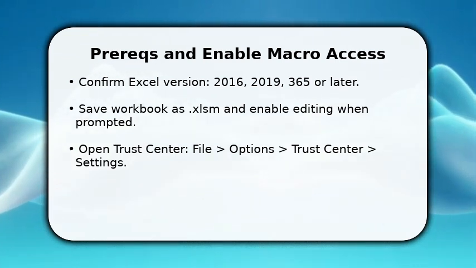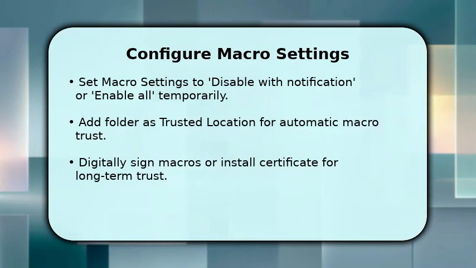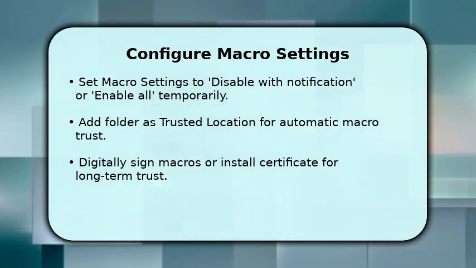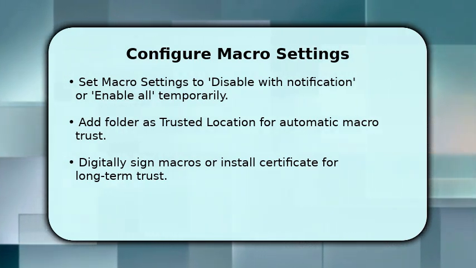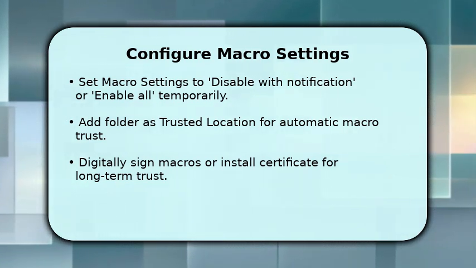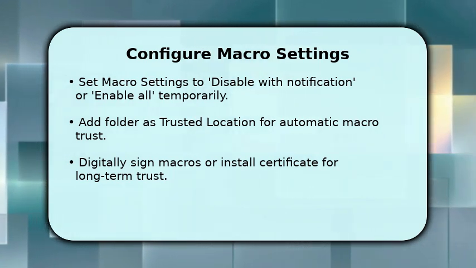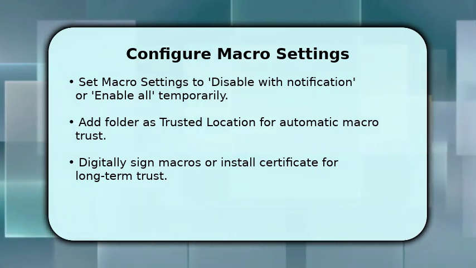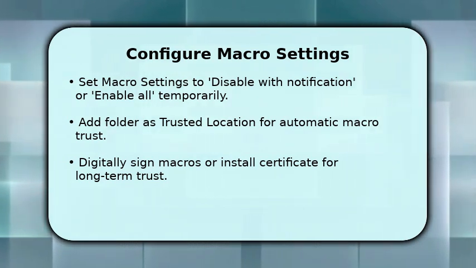Now move to changing macro policy and adding safe locations. You now adjust the macro policies so the report runs reliably. In Trust Center macro settings, choose Disable with notification to get prompts, or Enable all if you're in a controlled environment. This makes testing faster. Then go to Trusted Locations and add the folder where your XLSM sits so Excel auto-trusts it. If you need enterprise-grade reliability, digitally sign the VBA project or import a certificate. This prevents prompts for users. Make sure to save changes and reopen the workbook to apply them.